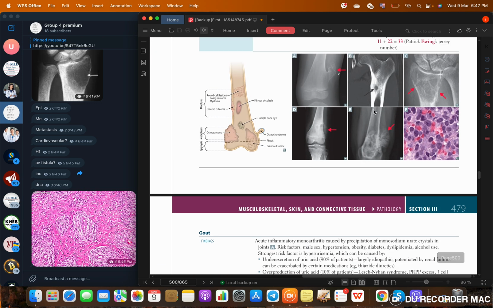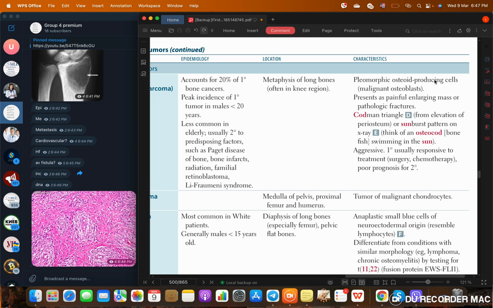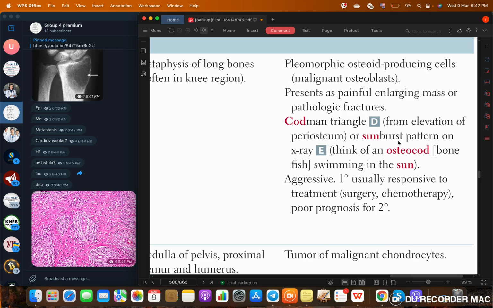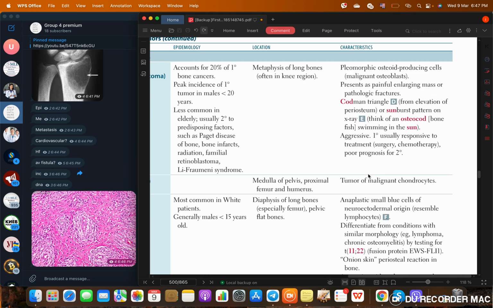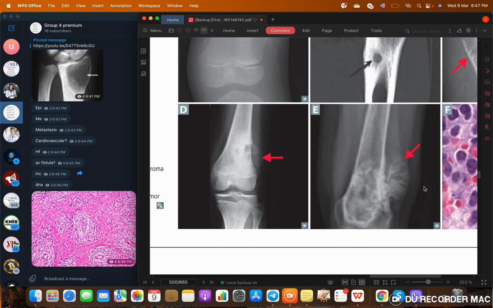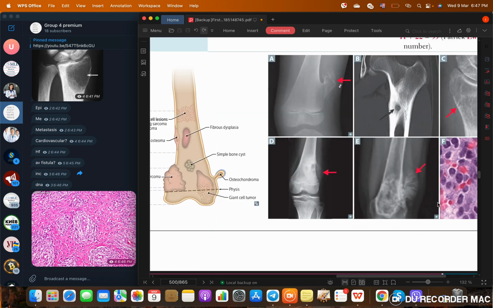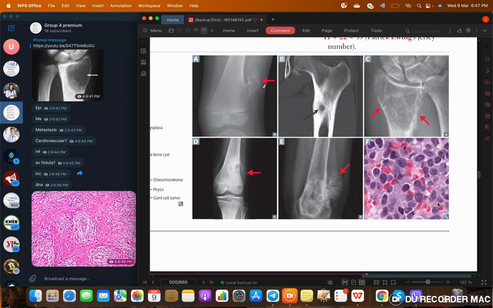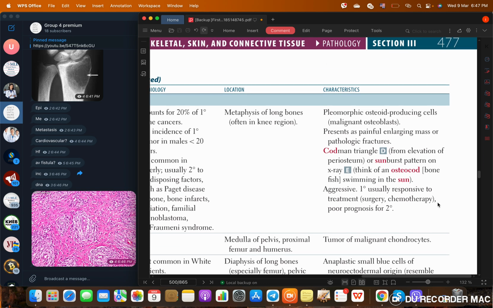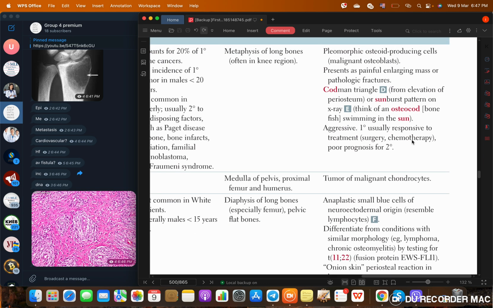So they say sunburst appearance as well can occur. And as you can see, it's just like the bone has exploded. That's how I like to think about it. And the next thing is going to be like this sunburst appearance.